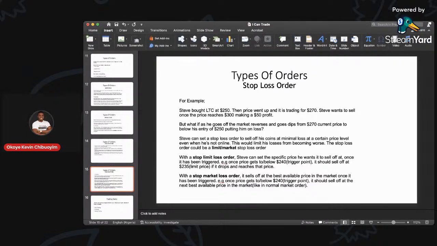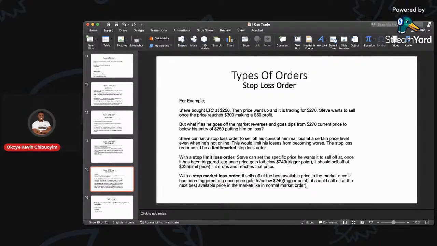So this guy bought Litecoin at 250. Like I said, the price went up and is now trading for 270. Now he wants to sell once the price reaches $300, making a $50 profit. Now the question is, what if as this guy goes off, the market reverses, and instead of rising, it dips from the current price of $270 to below his entry of 250, putting him at a loss? Two things can happen. Steve can set a stop loss order to sell off his coins at minimal loss at a certain price level, even when he is not online.